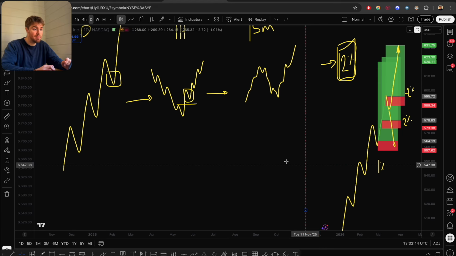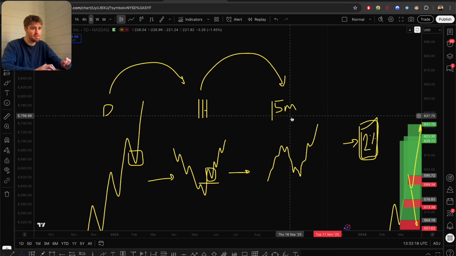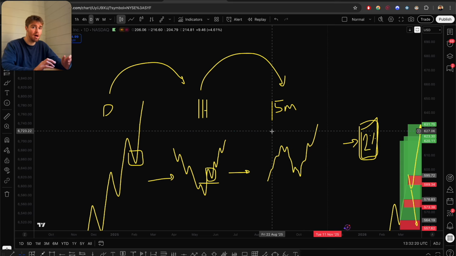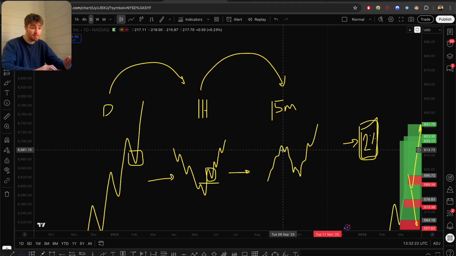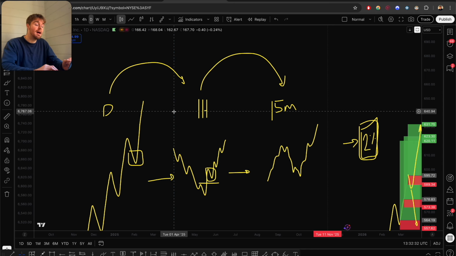I just keep it really simple, but it works on a domino system. I will not look at the 15-minute willy-nilly because my bias says that I'm bullish and therefore I'm just looking for 15-minute turnarounds. No, it has to start on the daily, then the 1 hour, and then the 15-minute if I see fit. But for the most amount of time, I'm focusing on the daily and the 1 hour.